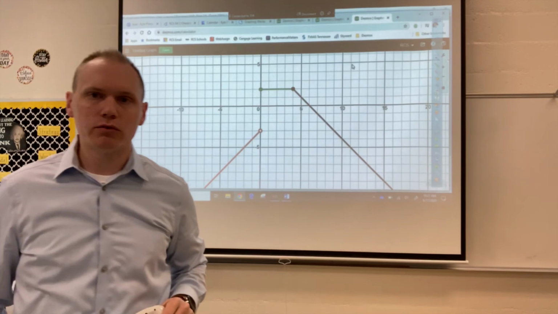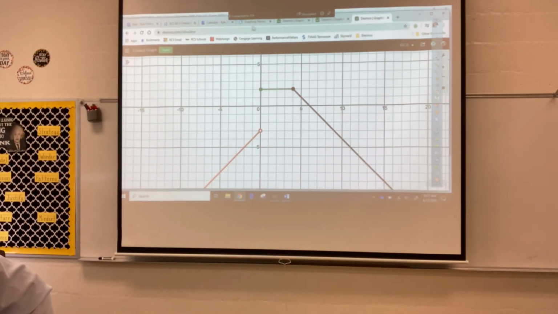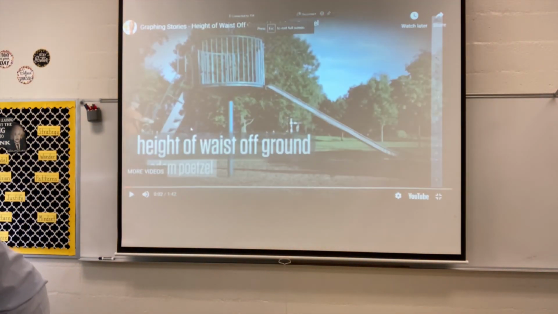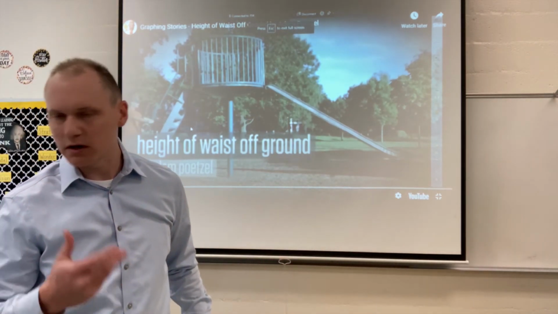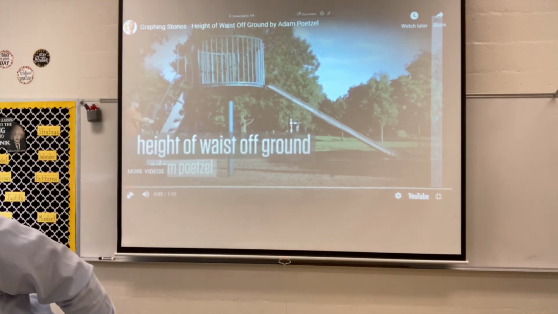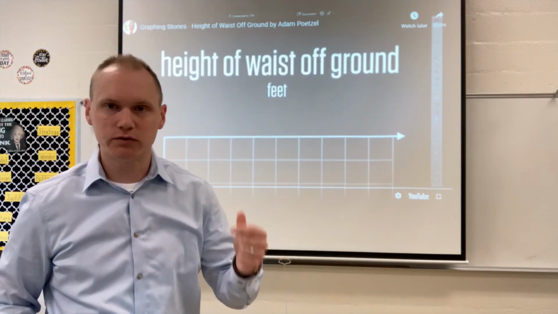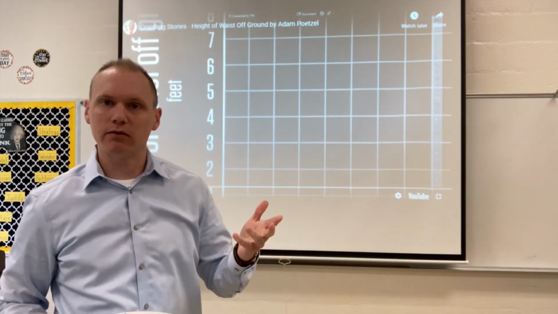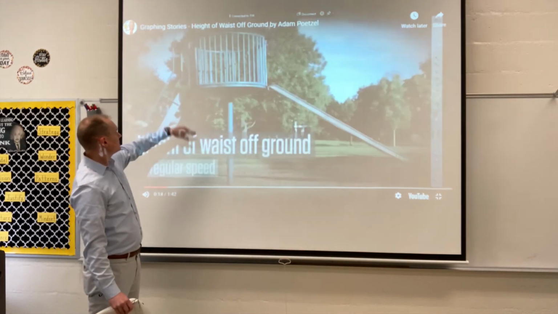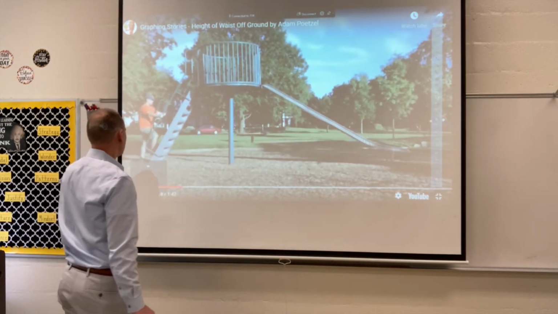Excuse me. Let me give you a real world context in which piecewise functions occur. I showed you one maybe a session or 2 ago. Let me show you this one here. This man is climbing up and then he's going to slide down this slide. What you want to do is model the height of his waist over time. Again, we have 15 seconds on the clock here, and 0 to 10 feet is the scale along the y-axis.